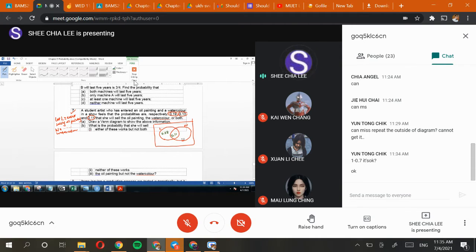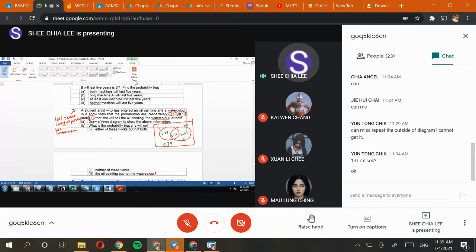What about this one? If 0.11 is taken, my watercolor is 0.13, meaning this one is 0.02. Now you tell me what I am supposed to put here. 0.79. Okay, same now: use 1 minus 0.08 minus 0.11 minus 0.02, then you get 0.79. Clear or not? This is how your Venn diagram looks.